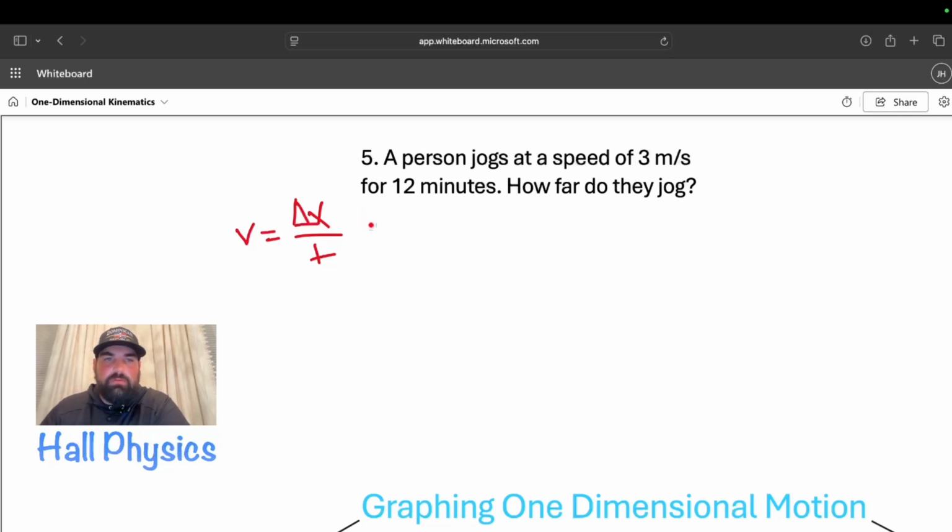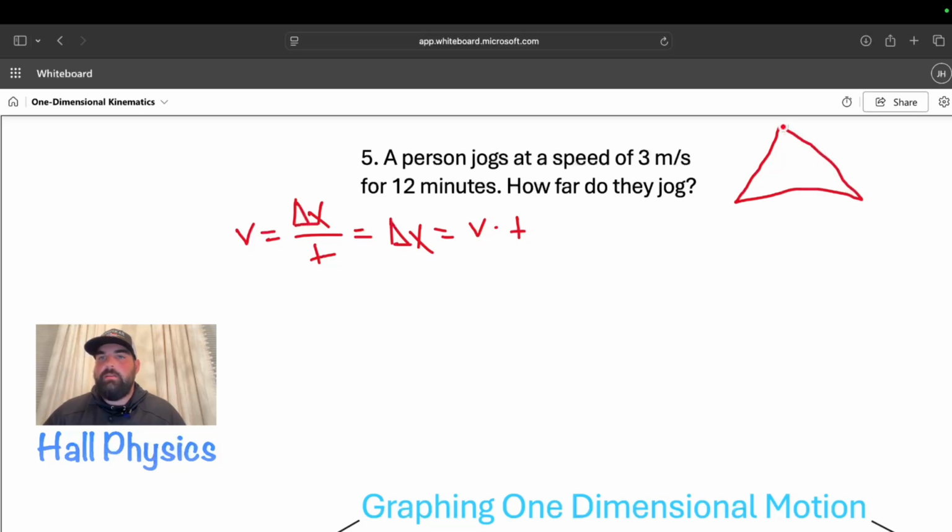Now, if I want to solve for how far they jogged, which is delta x, all I have to do is move delta x by itself. And when I do that, I get delta x equals my velocity times my time, okay? A quick little tip here, any 3 variable formula, which is all 3 of these formulas that we learned today, you can do what I call a 3 variable triangle. So that would look something like this right here. You might have seen this in algebra.